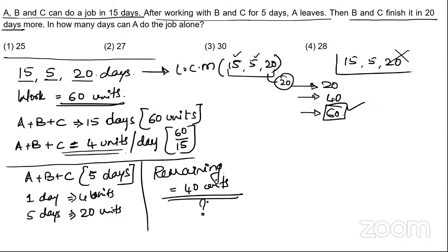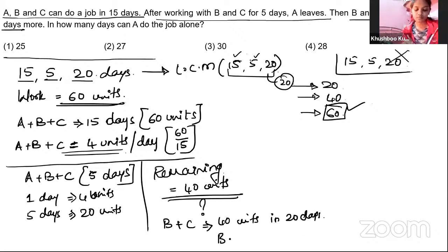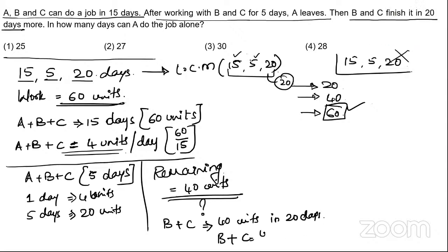So this 40 units, B and C does this 40 units in how many days? 20 days. So can you tell me what is B and C doing in one day? 2 units. Correct. B and C does 40 units in 20 days, which means they do 2 units in one day. All of you? Now I want you to come back here.